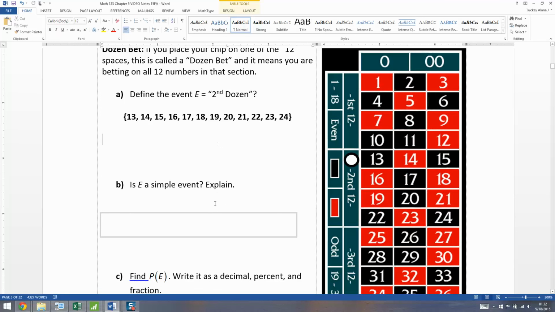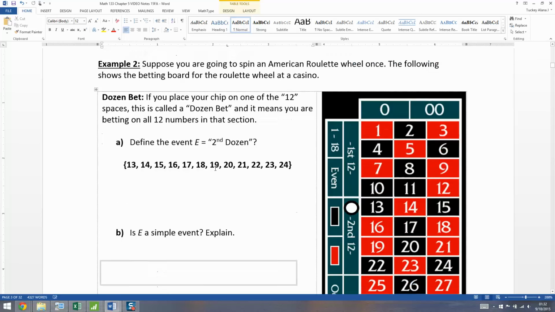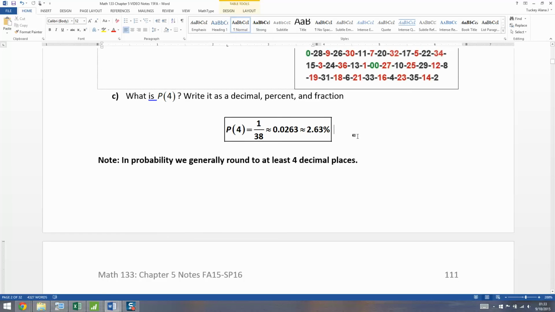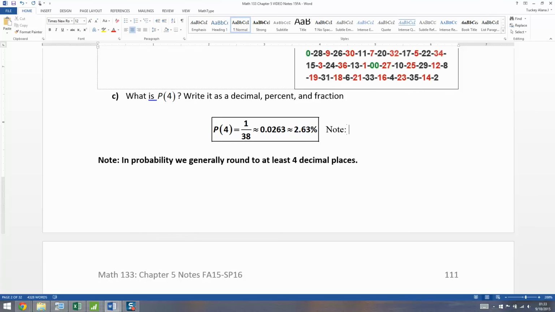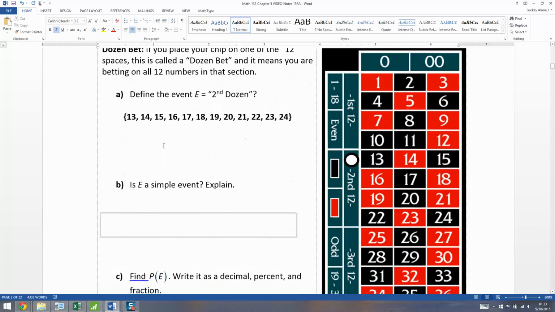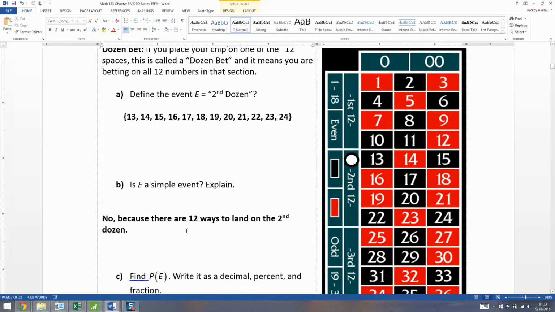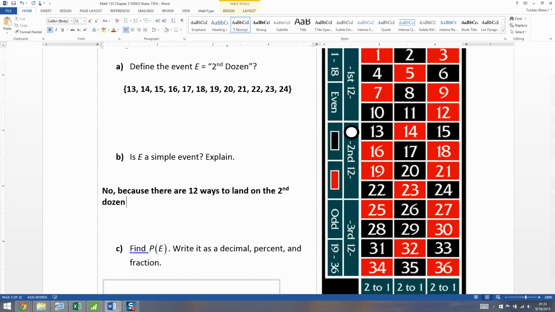All right, now is this a simple event? Oh, no, it's not, right? A simple event is one that can only happen one way. The 4 that we were doing up here, that's a simple event, right? So you can make a note: 4 is a simple event. It's a simple event because it can only happen one way, 4, and that's it. Whereas down here, the second dozen can happen 12 ways. So if that ball lands in any one of those 12 slots, you win. So if you can win 12 ways, that's not simple. So there we have it. There are 12 ways to land on the dozen, not just one.